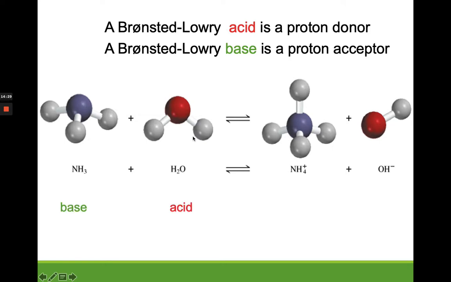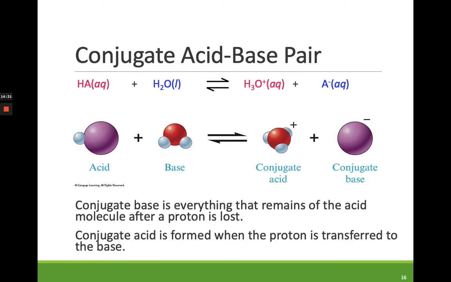Now, we have a new set of terminologies that has sprung from the Bronsted-Lowry model, and those are our conjugate acid and conjugate base. So we call this the conjugate acid-base pair. When you say conjugate, when you say conjugal property, that is the property of a husband and wife. So it's like a partnership.